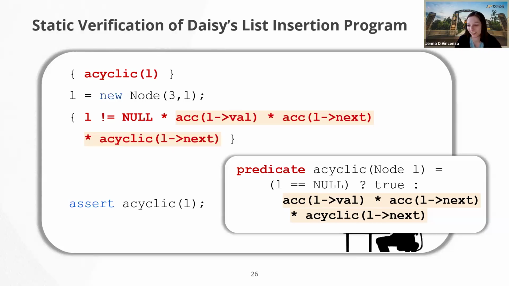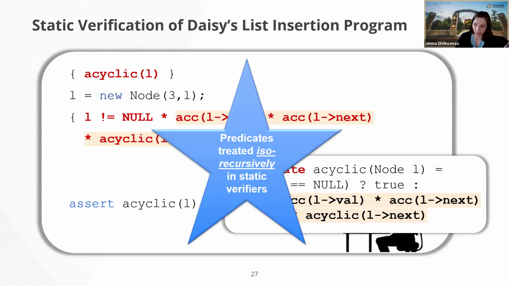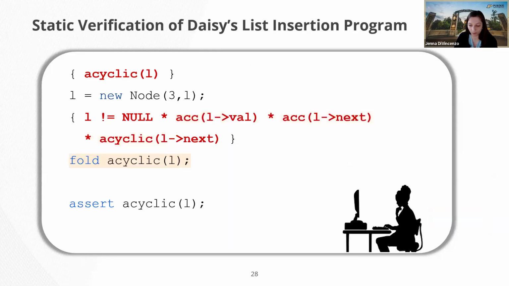Unfortunately, static verifiers can't in general be that smart. It can't assume that having the body of the predicate is the same as having the predicate itself. So, just for some terminology, this is an iso-recursive interpretation of predicates that static verifiers have to adhere to, and most of them implement.